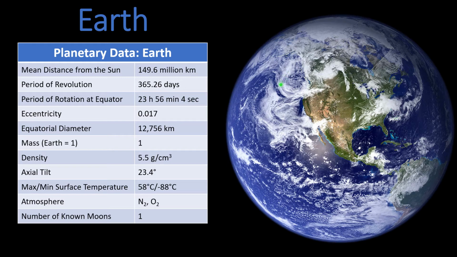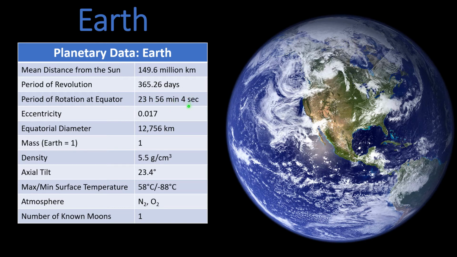So the Earth has an average distance of 149.6 million kilometers from the sun. It takes us 365.26 days to make one revolution, or 1 year. Remember that 0.26 is the reason why we have a leap year every 4 years to adjust for that. The period of rotation at the equator is 23 hours, 56 minutes, and 4 seconds.